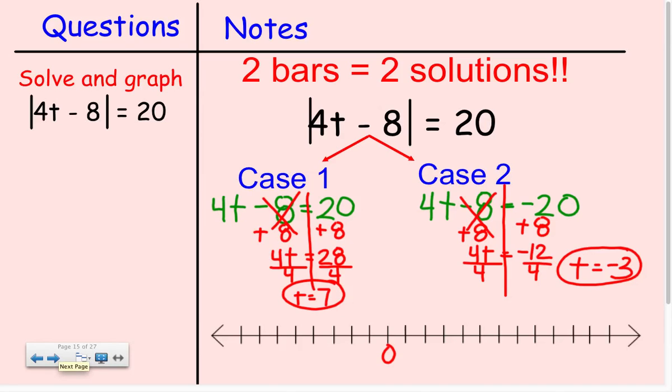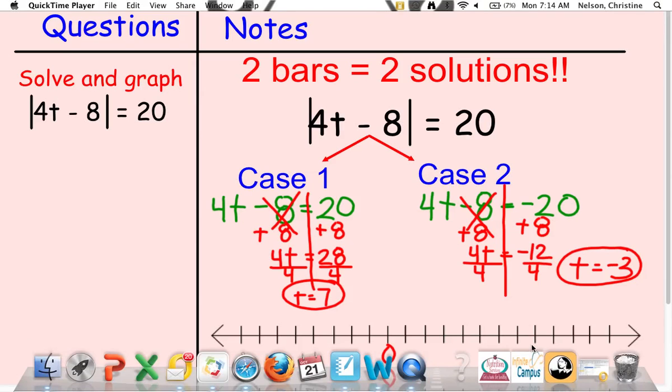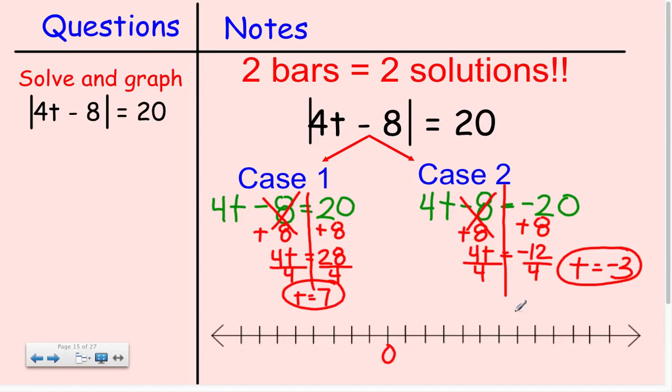I'll put my 0 somewhere in the middle here. Positive 7: 1, 2, 3, 4, 5, 6, 7. So there's one of my solutions. And my other solution was negative 3: 1, 2, 3.